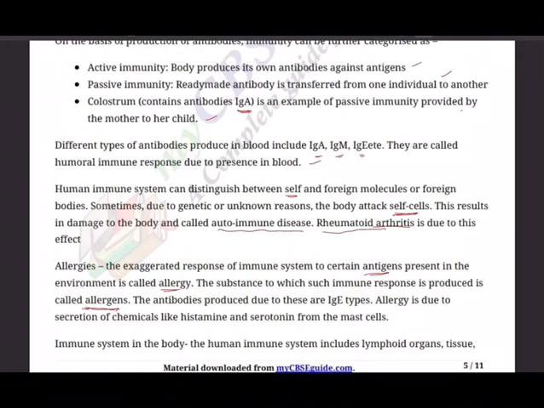So allergen can be a face powder, allergen can be a cream, allergen can be a vegetable, allergen can be a dress even like silk shirts, allergen can be gold, and most of the time sometimes the allergy can be from environmental sources like, as I said, Congress grass, the seed of the Congress grass, Parthenium. So the antibodies produced due to these are called IgE. Again, NEET exam, remember, for allergies, which is the antibody. So antibodies produced due to these are IgE. Allergy is due to secretion of chemicals like histamine and serotonin from the mast cells.